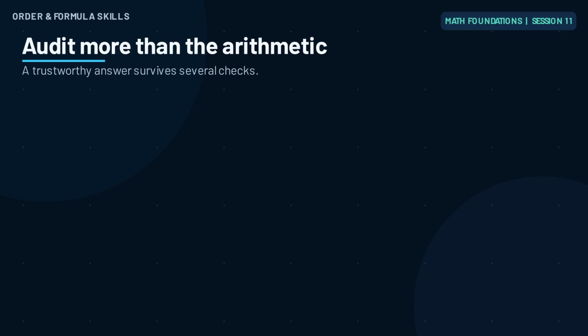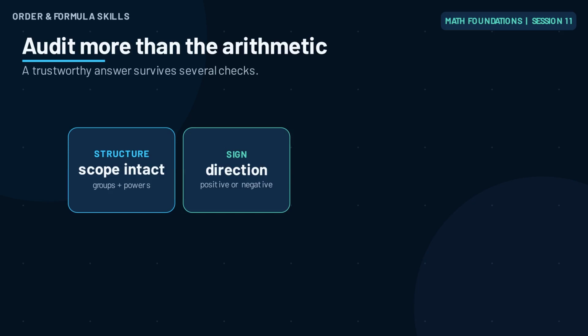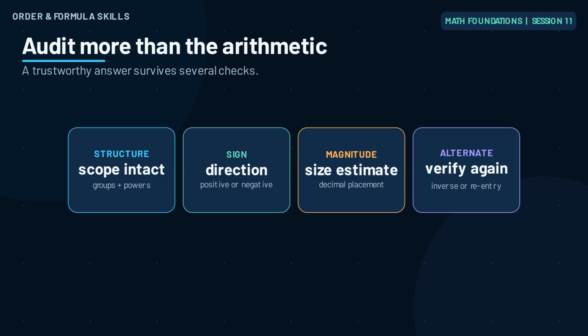After repairing a line, audit the answer from several directions. Structure check. Did every group, power, and fraction bar keep its scope? Sign check. Should the result be positive, negative, or 0? Magnitude check. Does a quick estimate support the size and decimal placement? Inverse or alternate entry check. Can another operation reproduce the starting value?